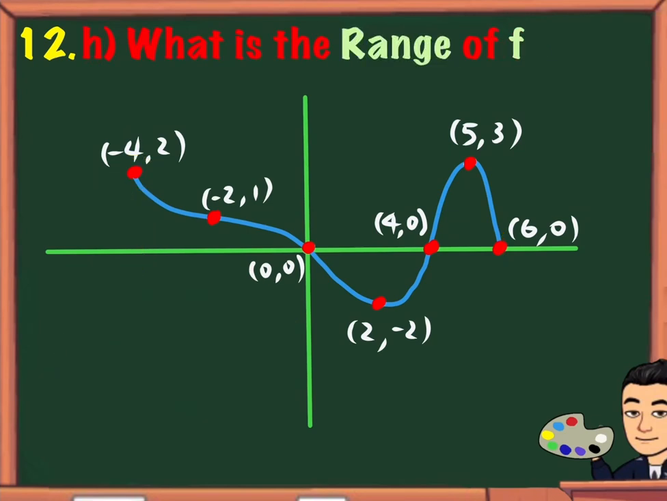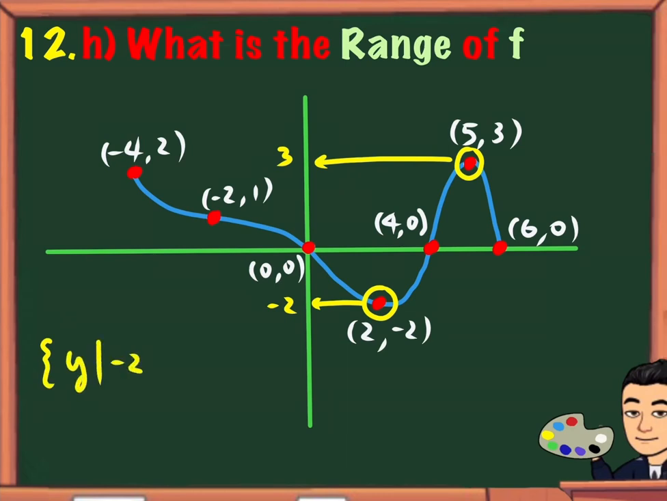For letter H, we're going to define the range. So the lowest point is right here. This is where y equals negative 2. And the highest point is at this point where y equals positive 3. So you're going to write it like this. Range is negative 2 less than or equal to y less than or equal to positive 3.